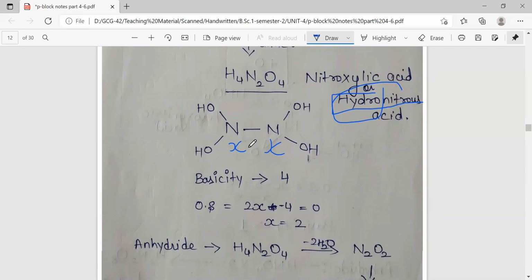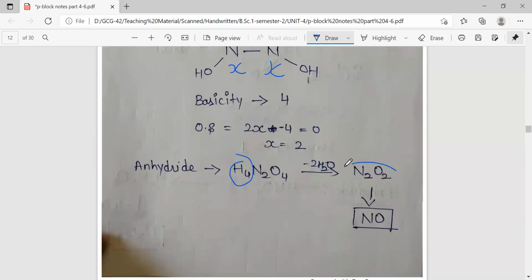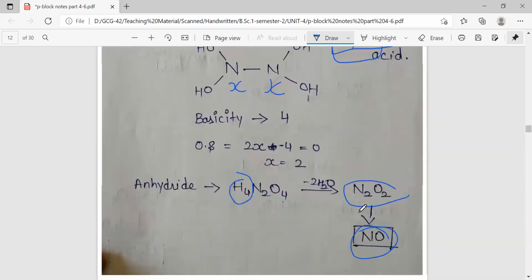Now talking about its anhydride, here we have 4 hydrogens. So we can remove two water molecules, that is 4 hydrogens and 2 oxygens. So after removing 2 water molecules, we'll get N2O2. That means NO, nitric oxide or nitrogen monoxide. This is going to be the anhydride for this hydronitrous acid.